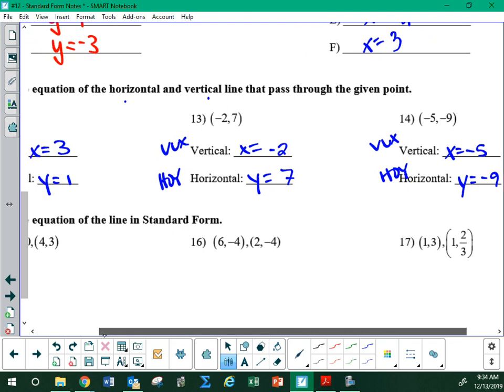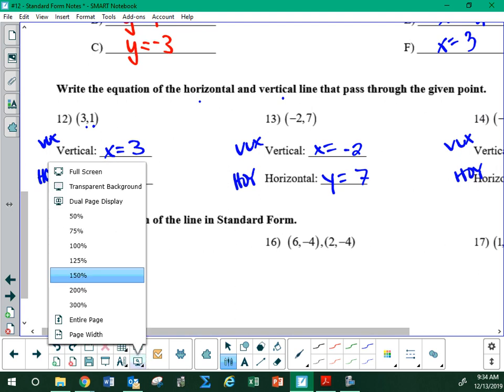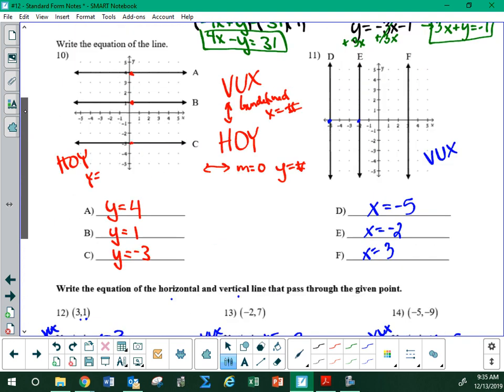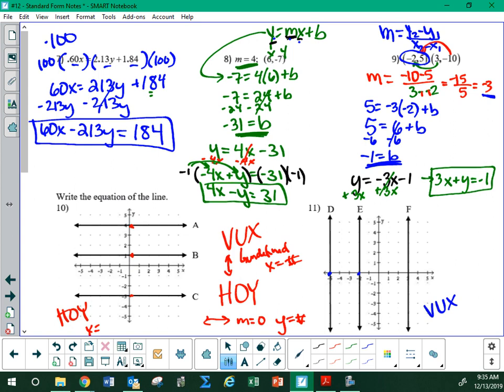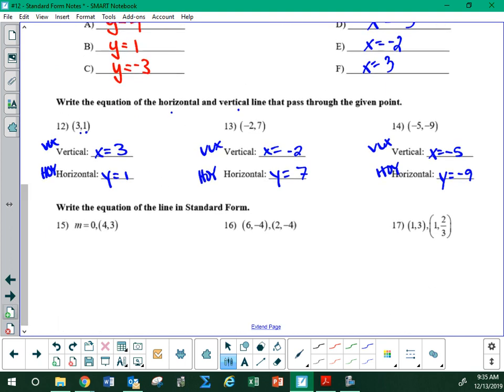So 15, 16, and 17 are just what we did above. We had ordered pairs here, just like we did with our ordered pairs for 8 and 9. So for 15, 16, and 17, again, you have to first put it in y equals mx plus b. So first find your slope. Once you have that, plug in your y, plug in your x, solve for your b, write it, and then put it in standard form. So it's just what we did. This is the same as number 8 and 9.